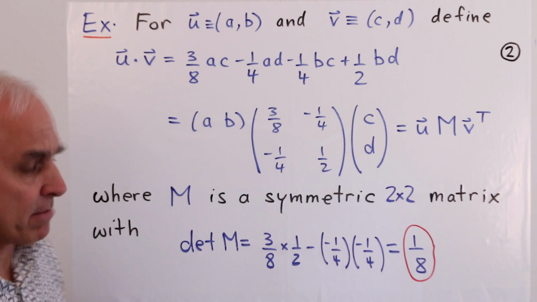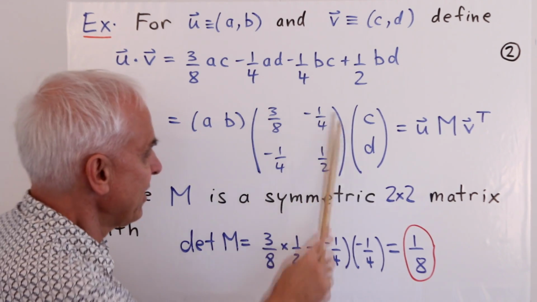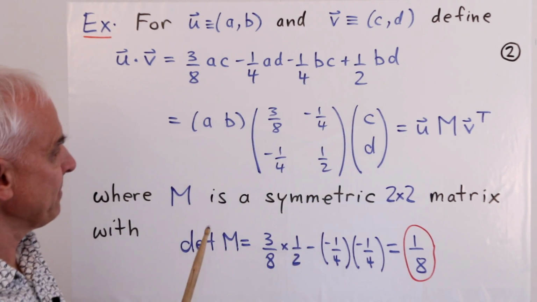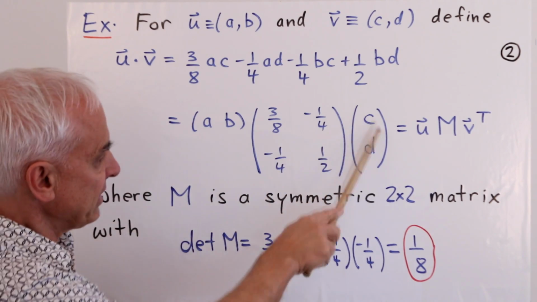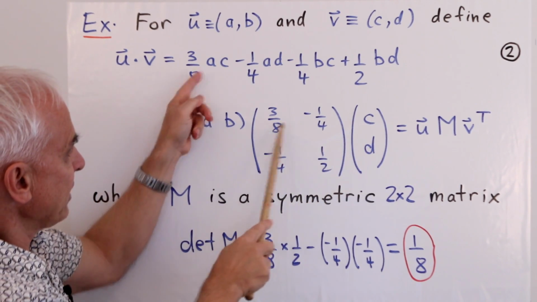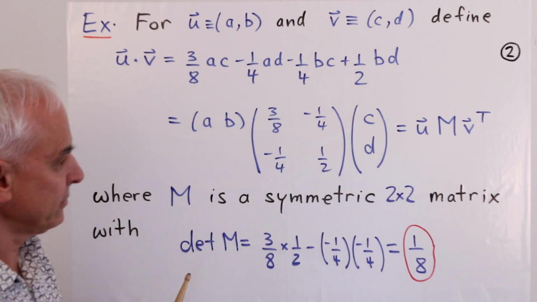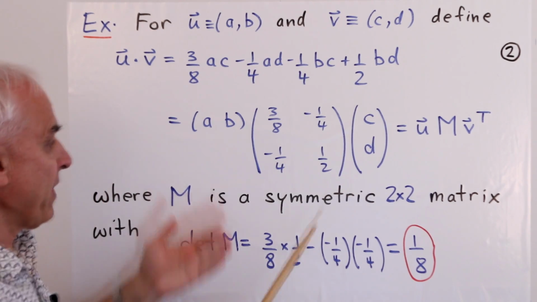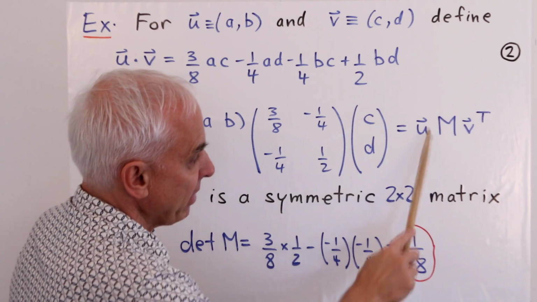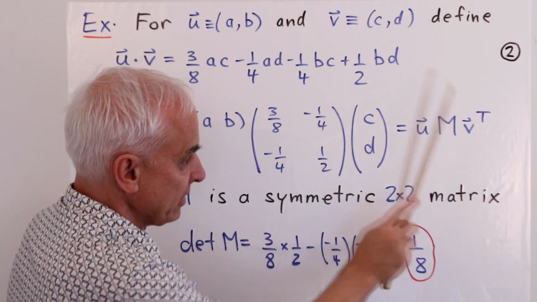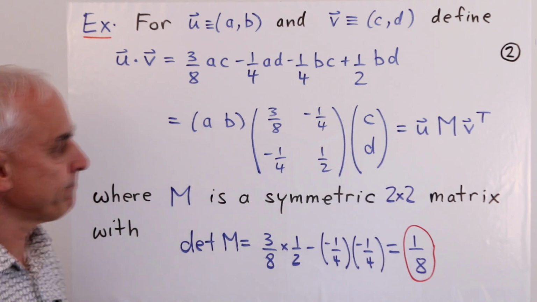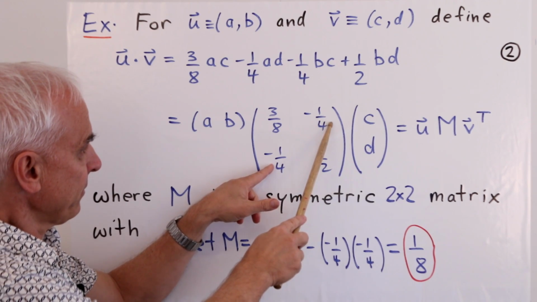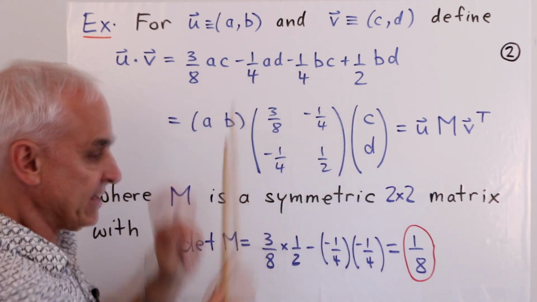This can also be written in matrix form using this 2 by 2 matrix, and you can see where the entries come from. They're just these various coefficients. So the vector (A, B), the vector (C, D) transposed, and here we have 3/8, minus 1/4, minus 1/4 and 1/2. We could call this matrix M. That's a symmetric 2 by 2 matrix encoding the dot product in matrix form: the vector U times the matrix M times the transpose of V. And this is symmetric because these two entries agree: the coefficient of AD and the coefficient of BC are equal.